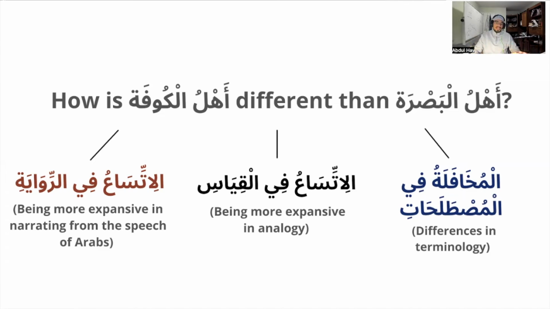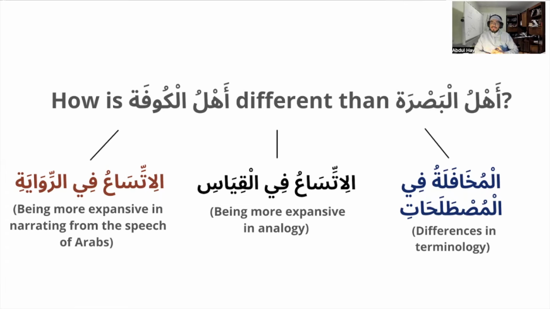That's the first difference. Second difference, al-ittisa' fil qiyas. They have a more expansive analogy. So from that bigger pool that they take, they'd also be more expansive in deriving rules. So their approach in their school is a lot less al-taq'id, really laying down firm, clear rules. They're a bit more lax with that. They're a bit more relaxed with that.